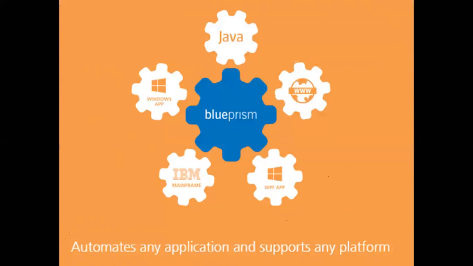This is the Blue Prism application. Blue Prism is one of the automation tools. By using the Blue Prism automation tool, we can automate Java-based applications, Windows applications, IBM mainframe applications, and web applications. So all the applications can be automated by using Blue Prism. Blue Prism automates any application and supports any platform.